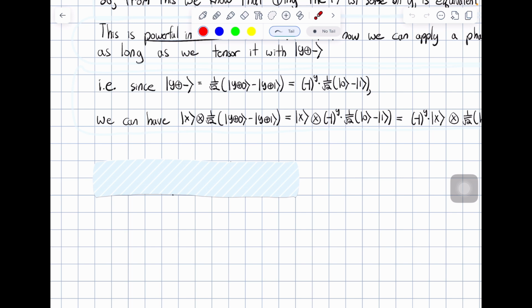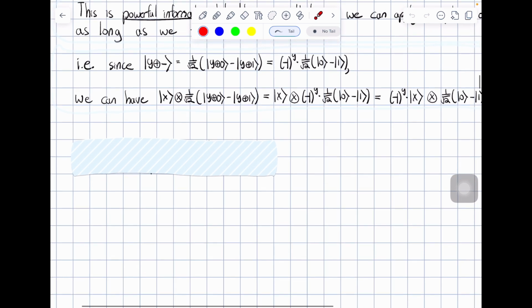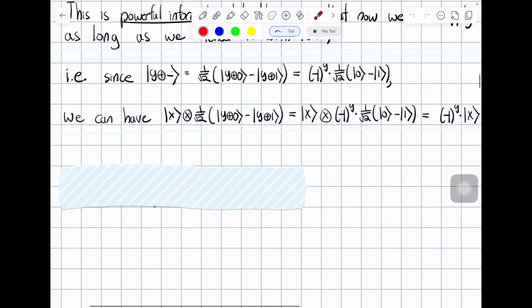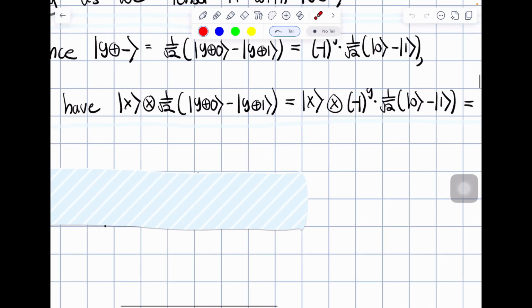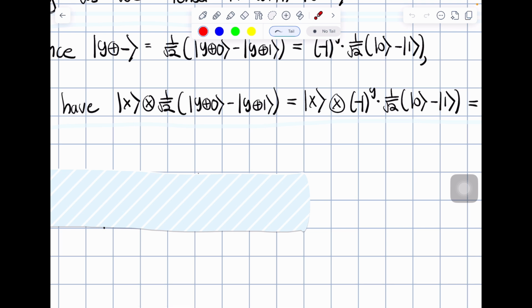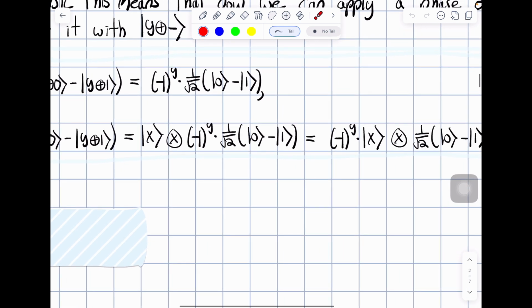Yeah, that's fair. Does this make sense? Okay, I want to make sure this isn't confusing and you're able to understand this perfectly. Anyways, since we know this to be true, we can have that x, some arbitrary state, whatever state you want, tensored 1 over square root 2 (|y XOR 0> minus |y XOR 1>) is equal to the arbitrary state x tensor (-1)^y times the minus state.